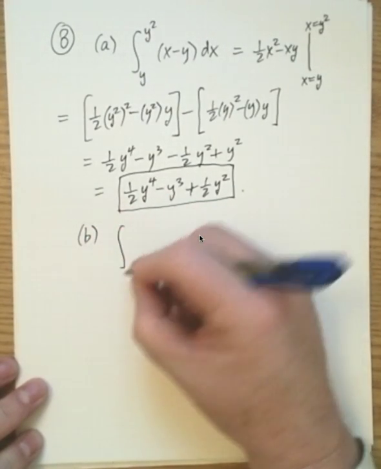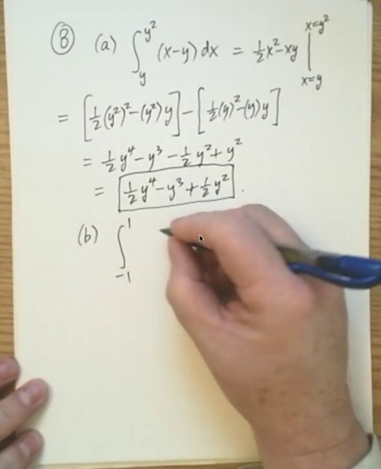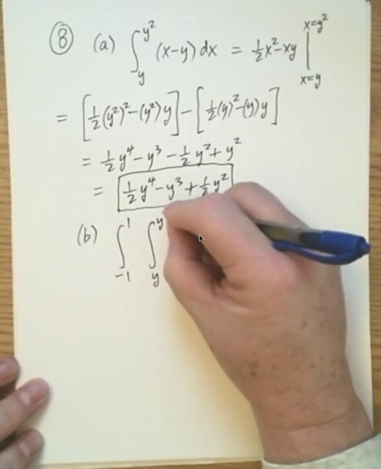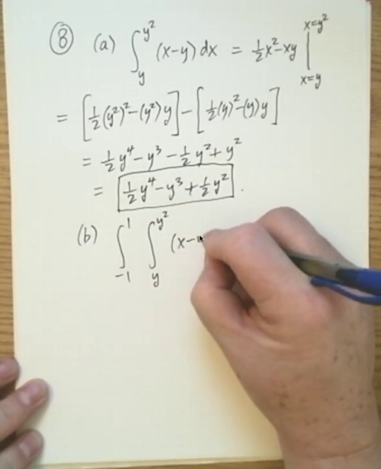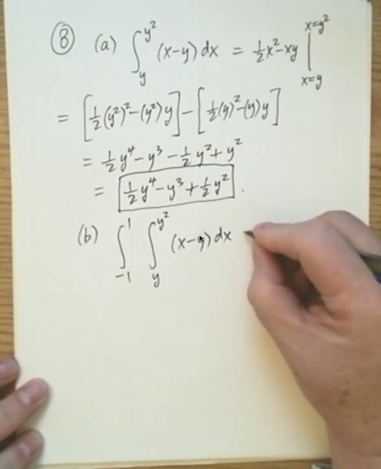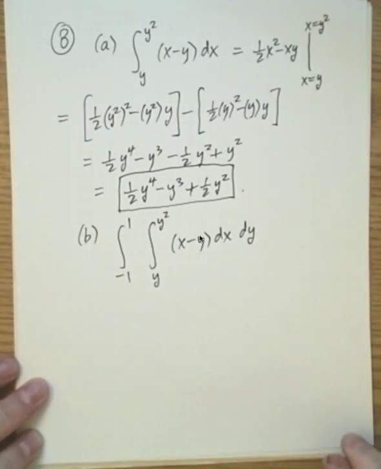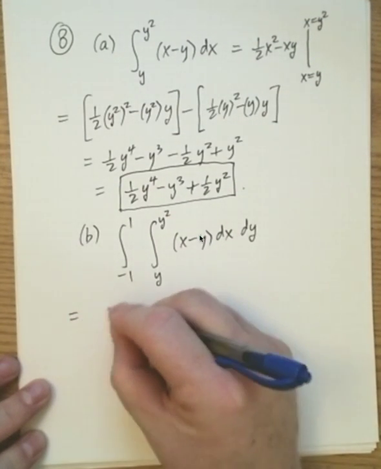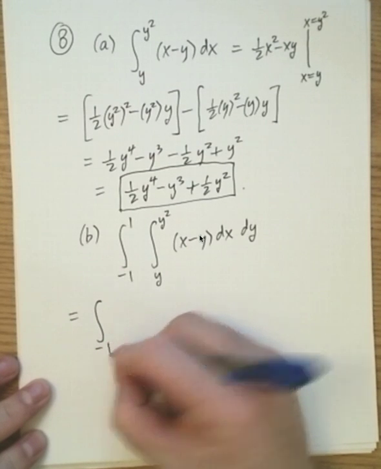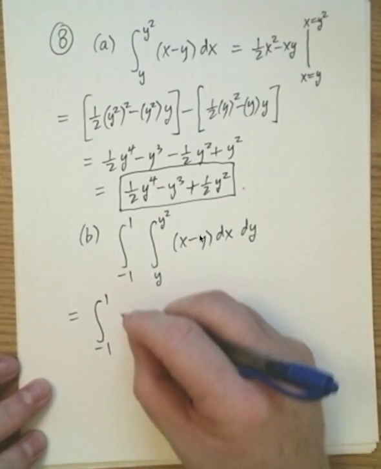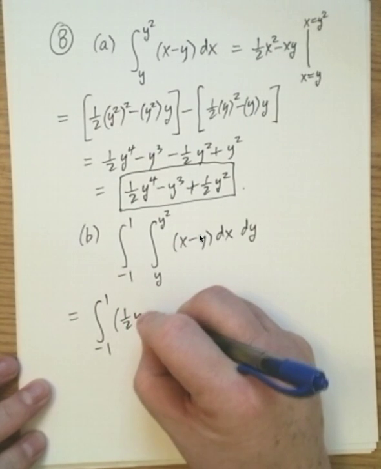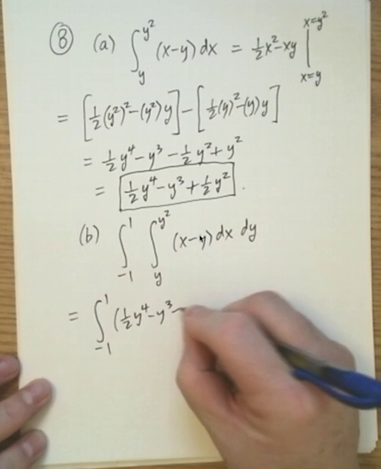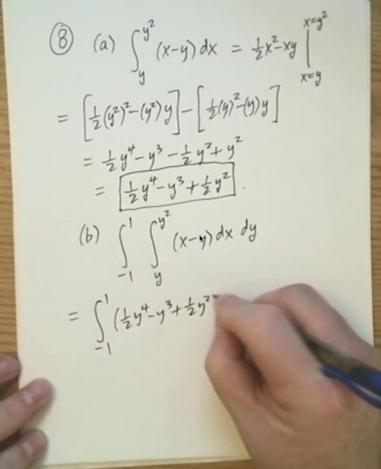We're going to integrate from -1 to 1, the integral from y to y squared, x minus y, dx dy. Okay, now we just worked out what this inner integral is equal to. It's the result that's been boxed above. So in fact, we're going to integrate from -1 to 1, 1/2 y to the 4th minus y cubed plus 1/2 y squared dy.